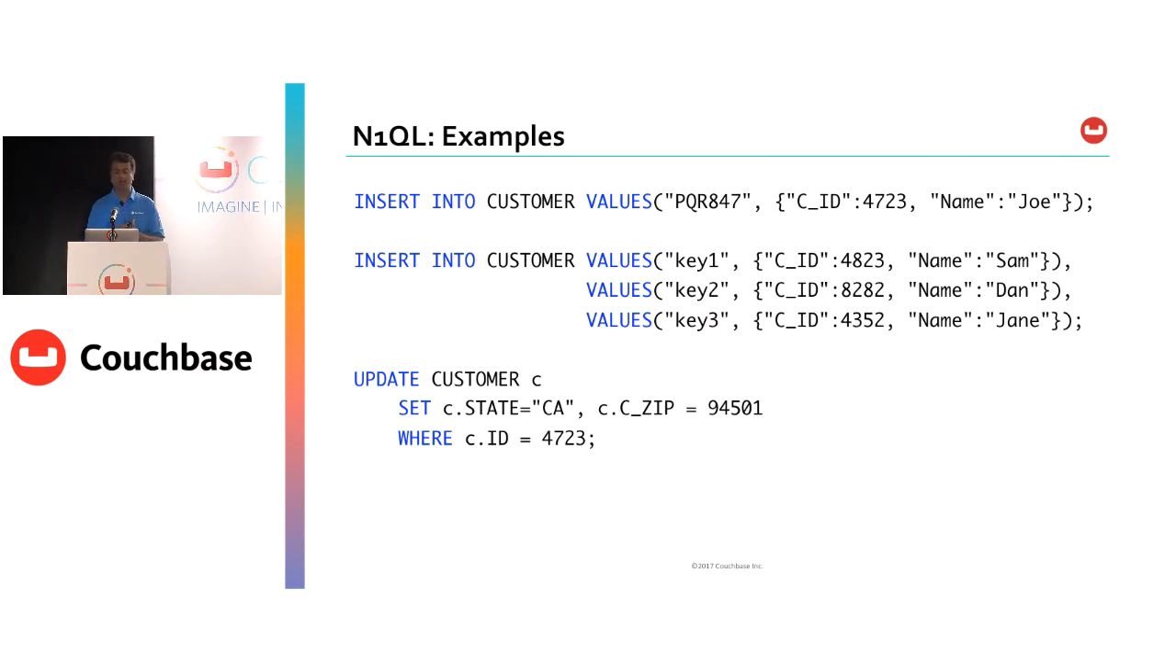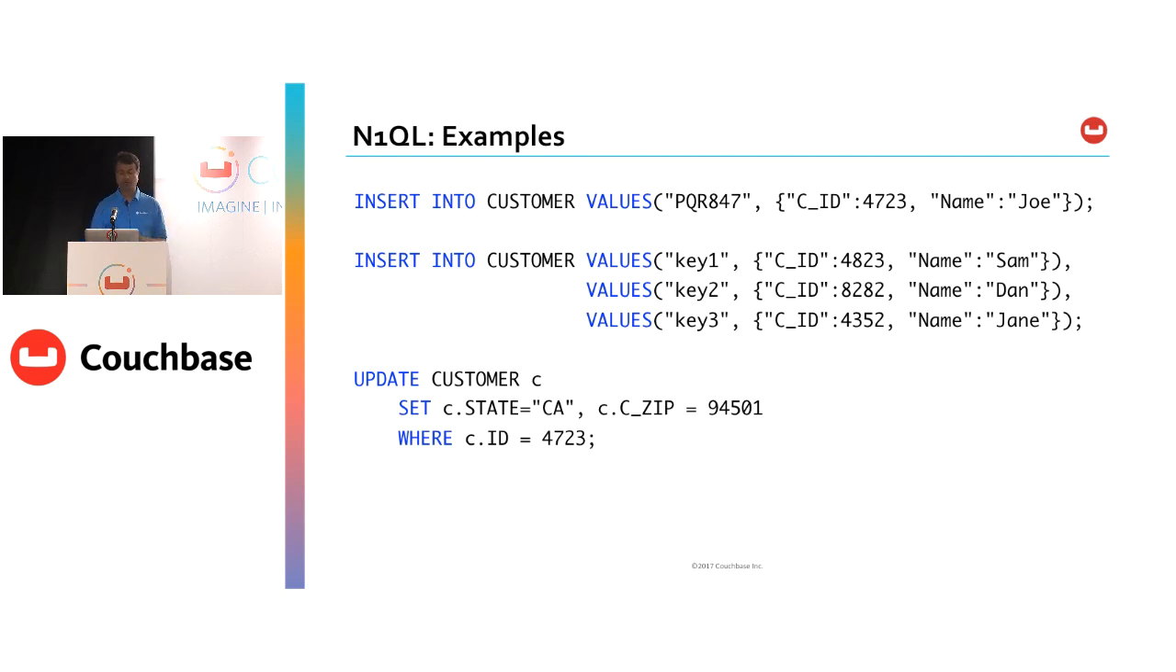Here is the insert clause, insert into customer values. The first argument is the document key, and then the second argument is a JSON document, right? You can have a simple single JSON document, or you can have a full-fledged array insert with multiple documents with a single insert.